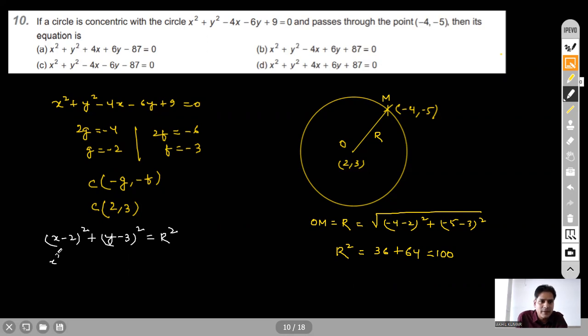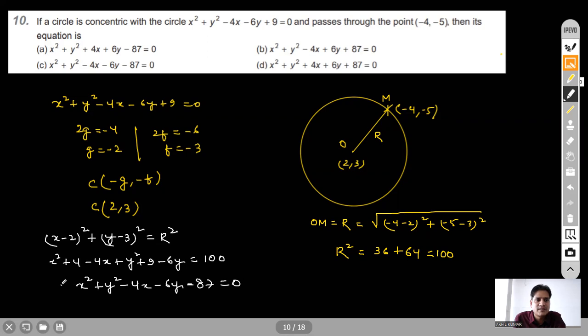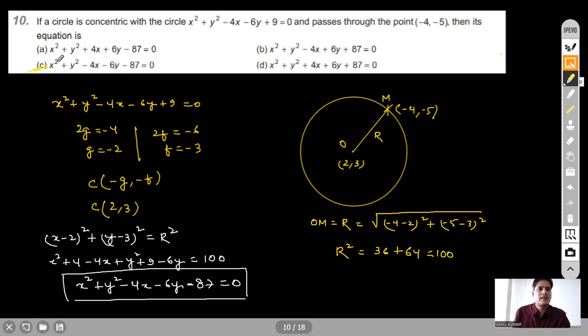So let's open it. It will become x square plus 4 minus 4x plus y square plus 9 minus 6y is equal to r square. What is r square? R square is 100. So let me rewrite it as x square plus y square minus 4x minus 6y plus 4 plus 9, 13, and minus 100, so it will be minus 87 is equal to 0. So this is our required equation of the circle: x square plus y square minus 4x minus 6y minus 87 is equal to 0. So option C is correct.